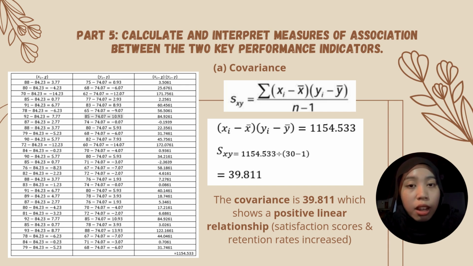So I will be presenting part 5. In this part, there are two important measures, which include covariance and correlation coefficient. So this is how we measure covariance using the formula. As a result, the covariance value is 39.811. This positive value indicates that both variables move in the same direction. In other words, when the customer satisfaction score increases, the customer retention rate also tends to increase.